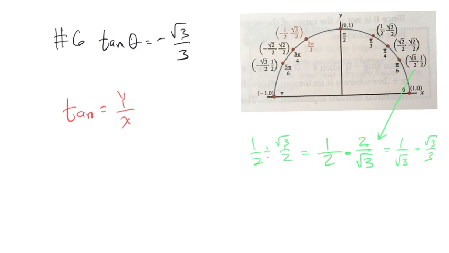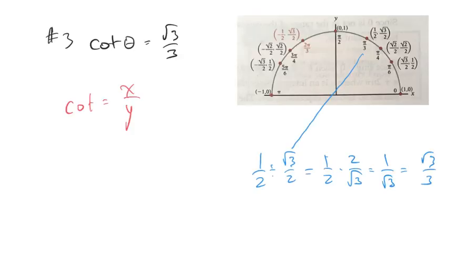All right, now let's move ahead. And to do that, I wanted to move and oops, I just added a screen. To the next one. Here we go. Number 3 is cotangent. Now, cotangent is the reciprocal of tangent. So instead of having y over x, we're going to have x divided by y.